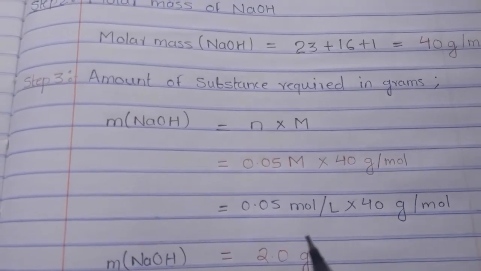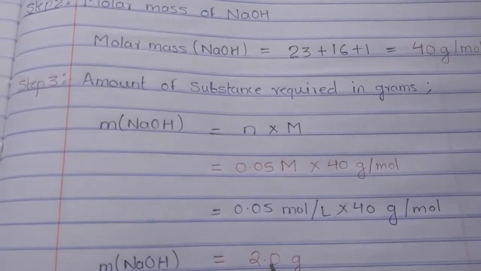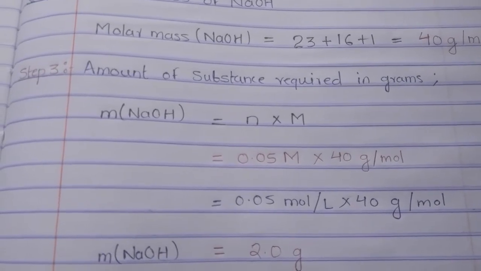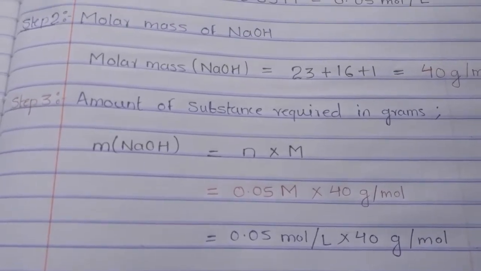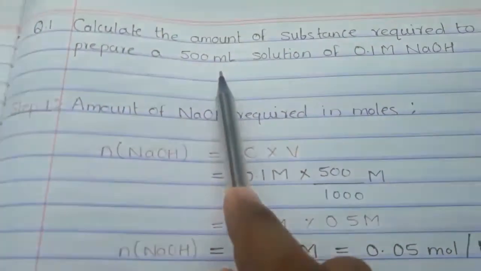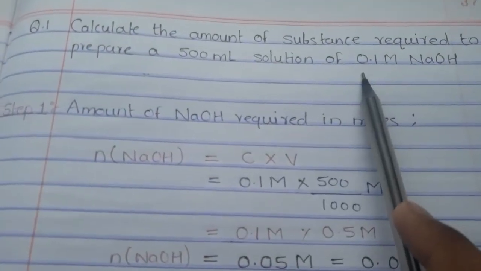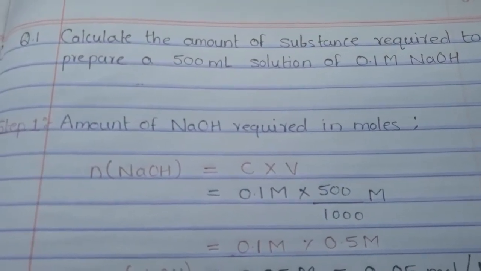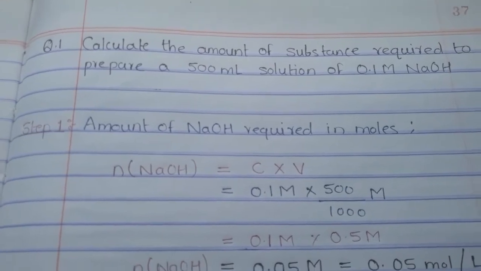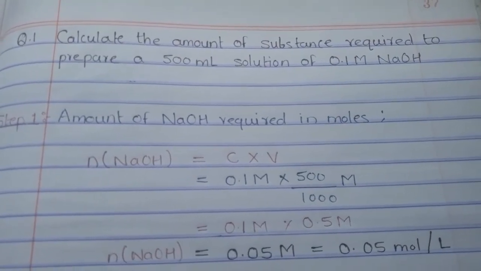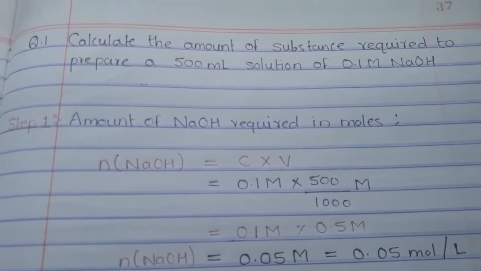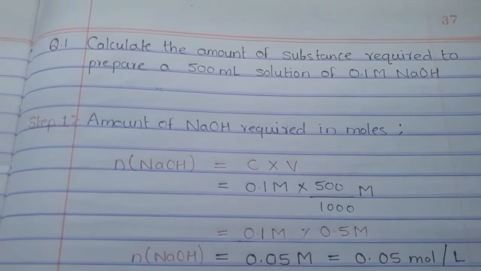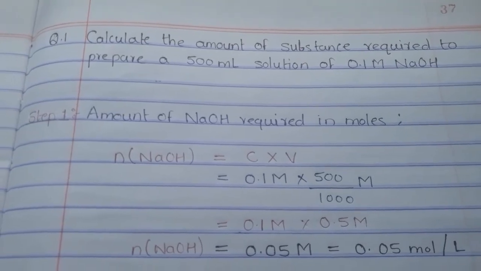So that means if we dissolve 2 grams of NaOH in 500 ml of water, that will give us a 0.1 molar NaOH solution. So friends, this was the simple trick to solve such questions without any formula. Whatever is given in the question, you can utilize that quantity and find the answer to such questions. I hope you have understood the whole concept.